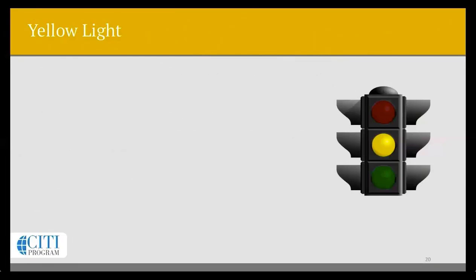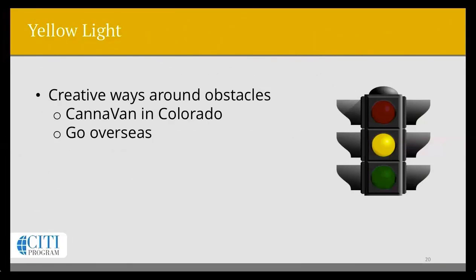So yellow light, what can you do? You can find creative ways around obstacles. An example of this is the Canvan in Colorado. They have a van that goes to where people are going to use and obtain marijuana. The person goes, gets the marijuana, comes for baseline measurements, goes and uses the marijuana, and then the Canvan comes back and they do the post measurements. You can also go overseas, which many institutions have done, where the regulations are not so stringent.